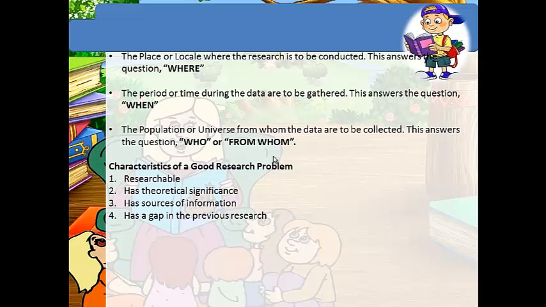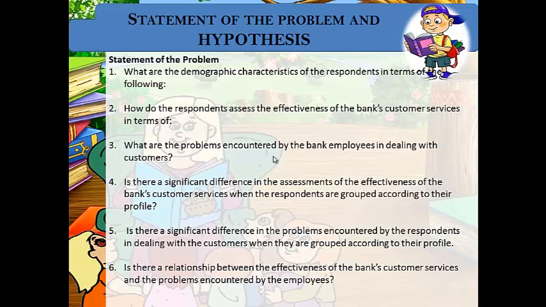Now let's proceed to the characteristics of a good research problem. It must be researchable. It has theoretical significance. It has sources of information. It has a gap in the previous research. Now, the statement of the problem and hypothesis.